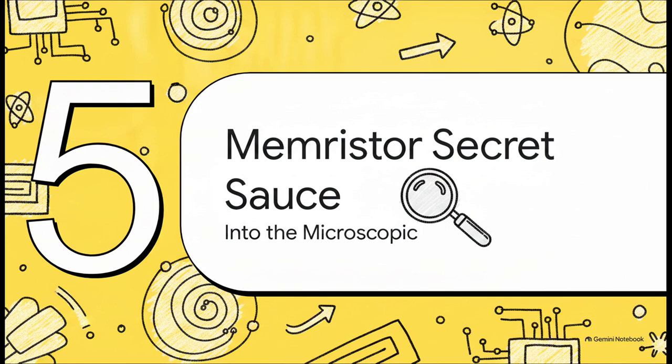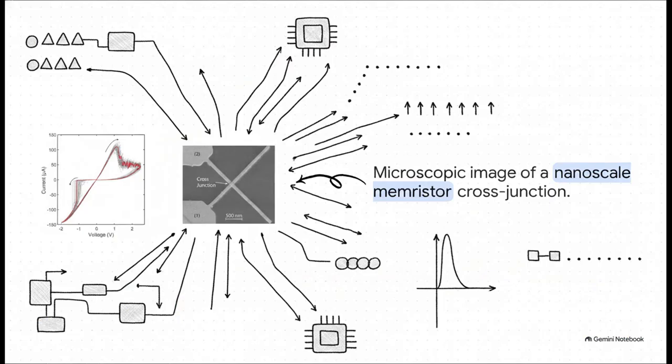Zooming into the microscopic level. Okay, we're zooming way into the nanoscale now. This is a memristor cross-junction, and its physical footprint is just 100 by 100 nanometers. I mean, that is unimaginably small. These act as microscopic non-volatile memory switches. They're the physical foundation of the entire accelerator, capable of holding the parameters for our math functions with just incredible stability.